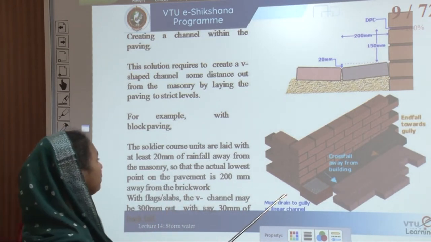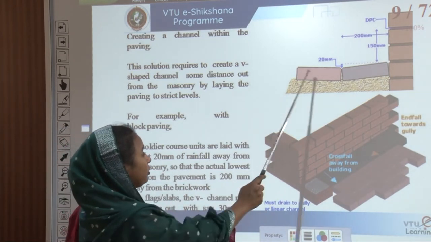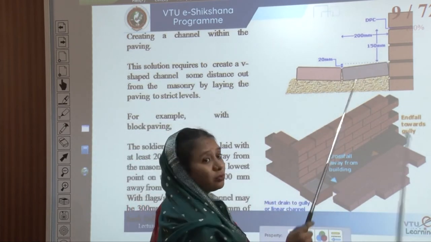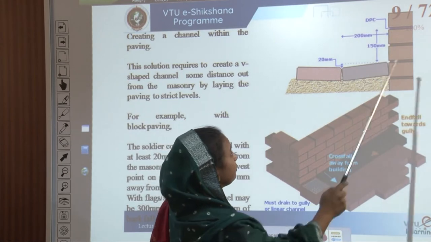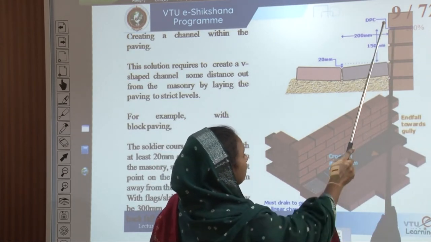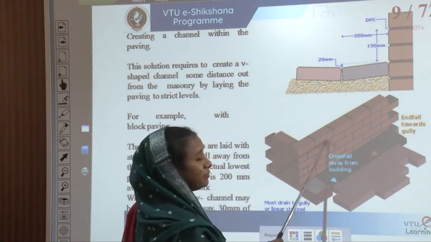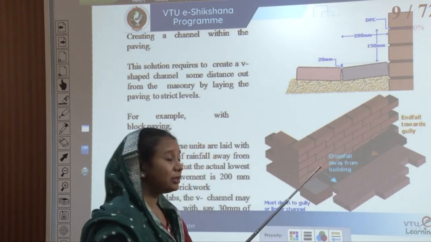So, this soldier course, this is called a soldier course because you are paving it in a V shape, also trying to see if there are wedges so that the water gets percolated into the ground. That is the surface level upon which the sand is; this is the sand layer which is laid right below the brick layer.